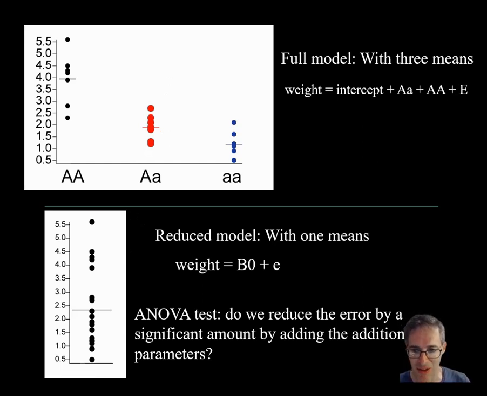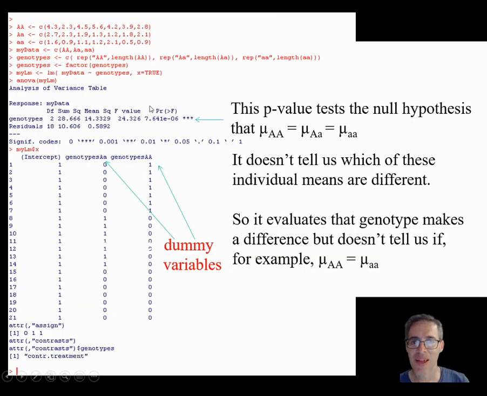Another way of expressing that null hypothesis is that really these means are all the same, right? So the null hypothesis is that this equals this, which is to say that you can explain this with a model with only 1 mean, as opposed to needing 3 means. So again, this p-value tests the null hypothesis that the means are all the same. It does not tell us which of these individual means are different. We'll talk about doing a post-hoc test on the ANOVA in a second.